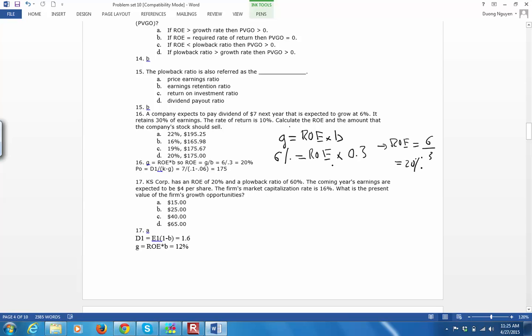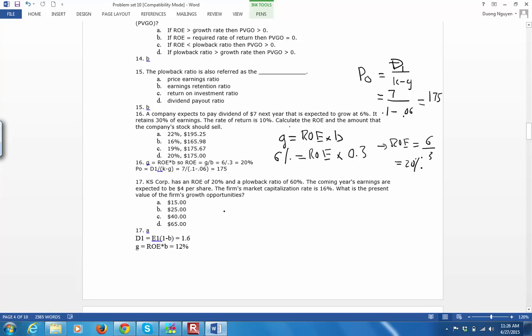Okay, and the stock price after that, P0 equals D1, which is 7, D1 over K minus G. D1 is $7, K is 0.1, minus G, which is 0.06. So 7 over 0.1 minus 0.06 equals $175. Alright.